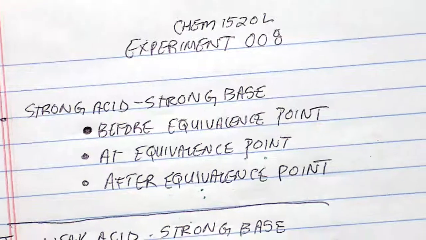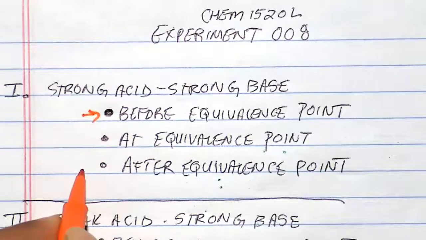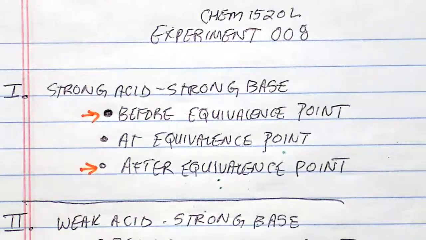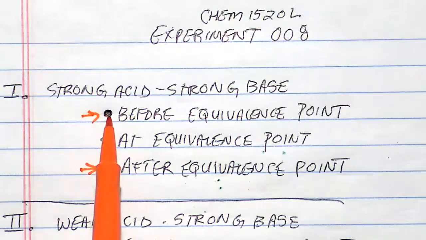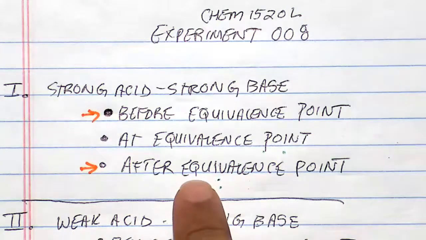It's worth noting that in these two situations, one or the other will be in excess. So either your strong acid will be in excess here or your strong base will be in excess here. The flip side would occur in this third scenario. Either your strong acid would be in excess or your strong base would be in excess.